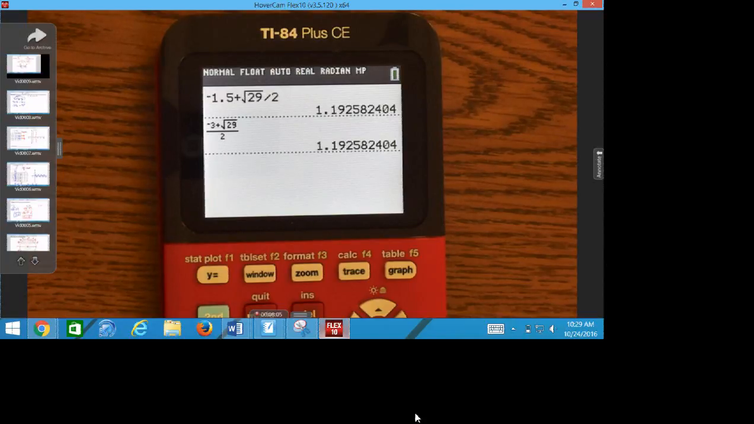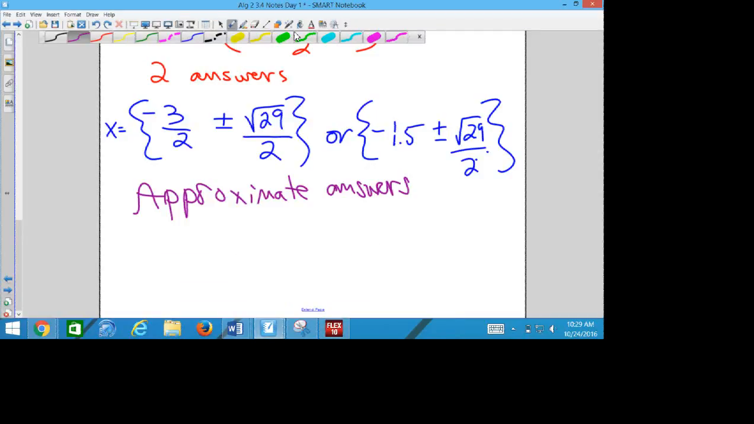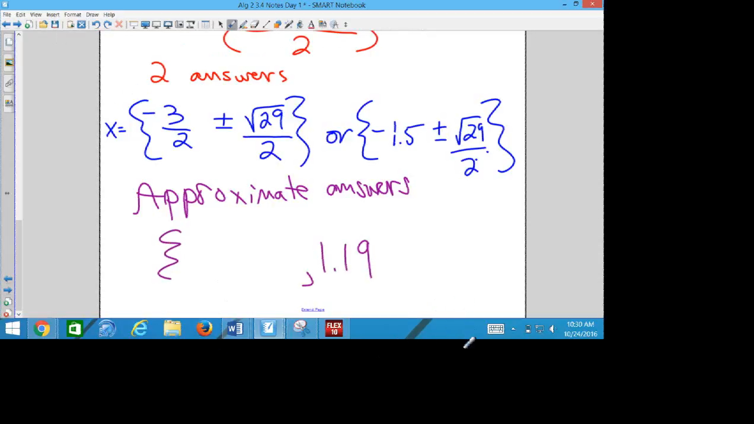So that is the approximate decimal for one of the answers. I'm going to round it to 3 decimal places. So what are we going to write on our paper? Approximately 1.193. But there's 2 answers. That's one of them. That's the positive version, by the way. That should be the second one.